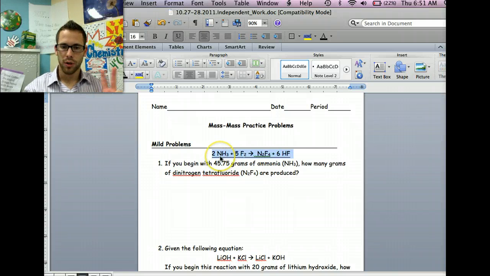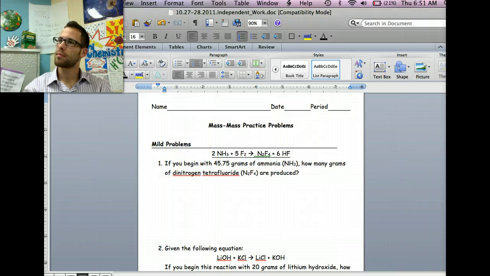2 N's, that's 2. 2 N's, that's 2 over here. That looks good. F's: 5 times 2 is 10, so 10 F's on this side. I have 4 F's here. 6 times F is 6, plus 4 is 10, so I have 10 F's on both sides. Awesome, it's balanced. The next thing, let's read the problem.